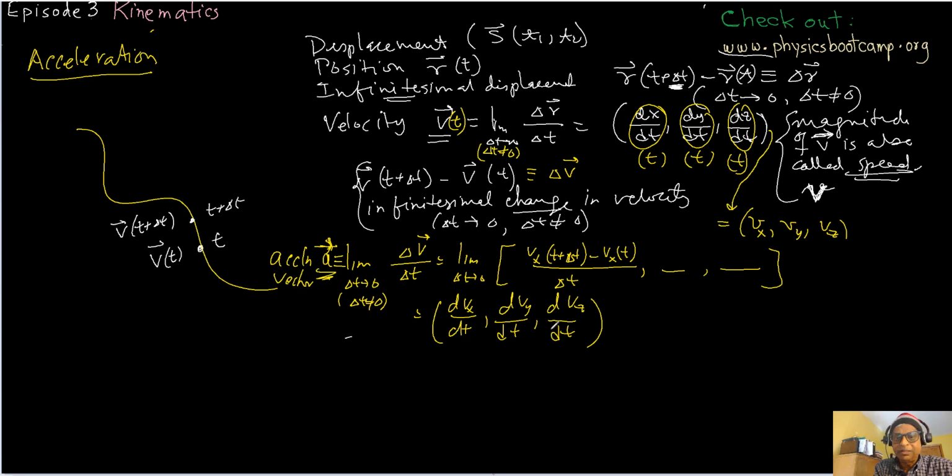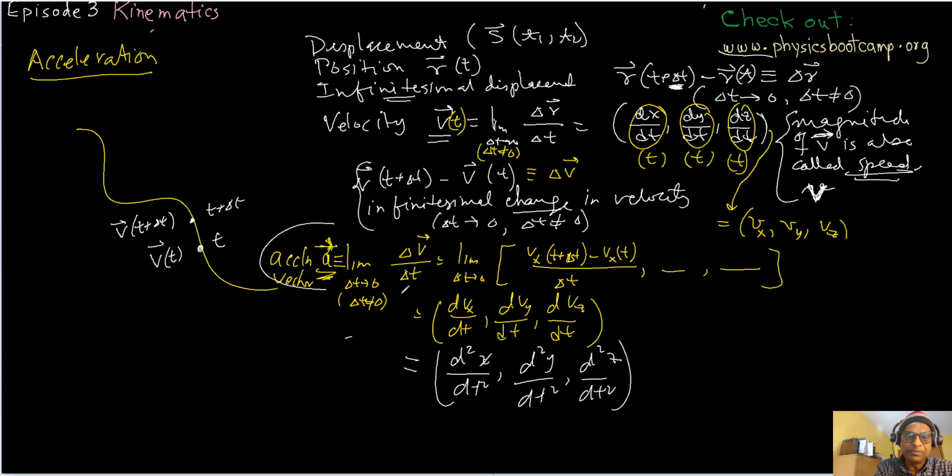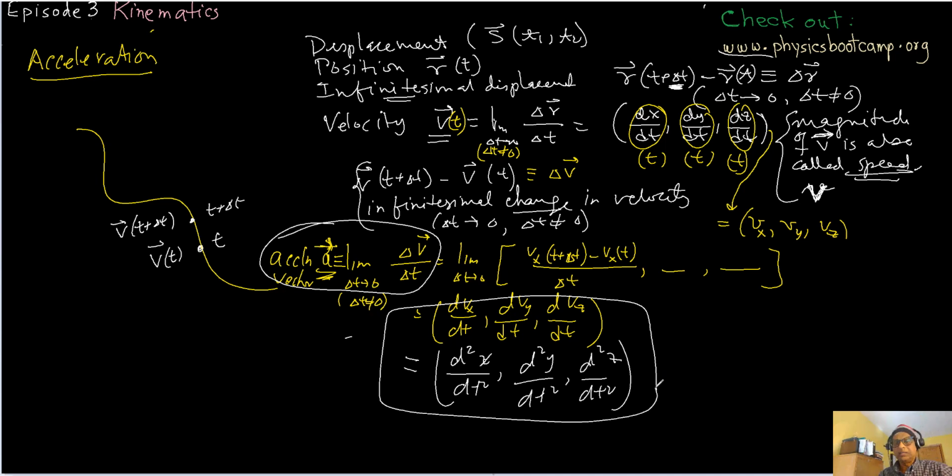X acceleration like that, and if I put in x, y, and z, this gives me the same thing but as second derivatives: d square x over dt square, d square y over dt square, d square z over dt square. So this is the abstract definition of acceleration, and these are analytic ways to say the same thing, but they require a coordinate system. This one does not require a coordinate system. It doesn't require you to choose a coordinate system.